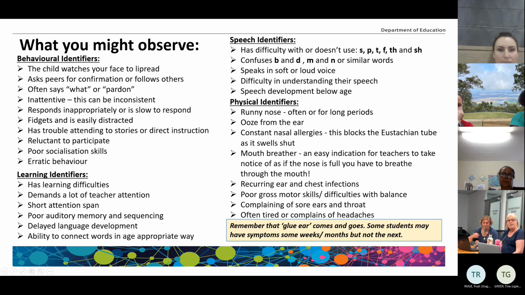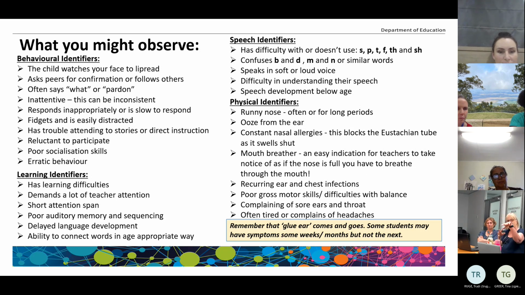These are things, I'm not going to read them all obviously, but if this child doesn't have a diagnosed hearing loss, but you're thinking there's something going on there, it could be any of those things that you might observe to show that, oh, let's have their hearing tested.